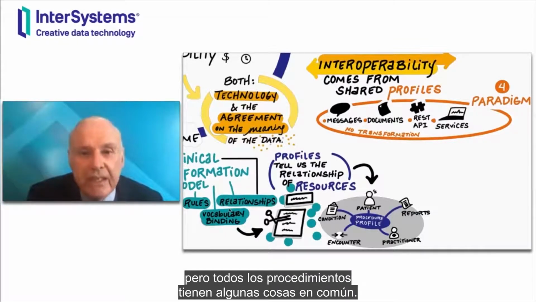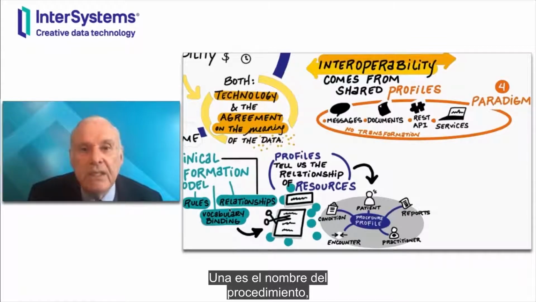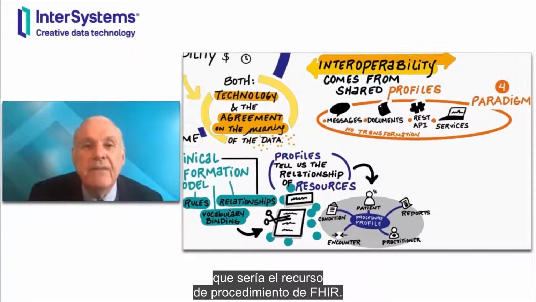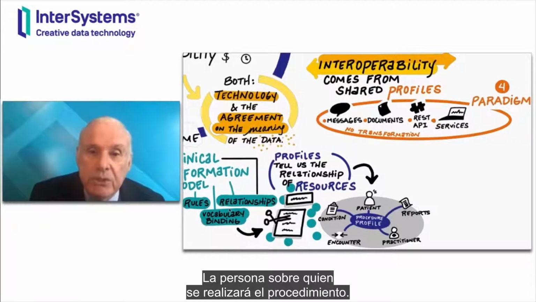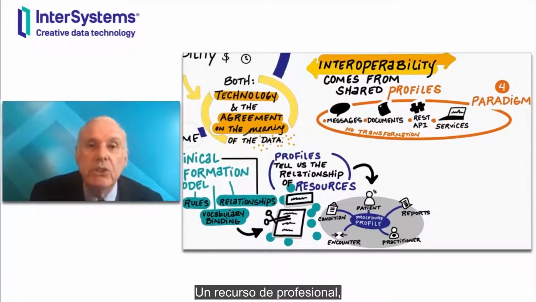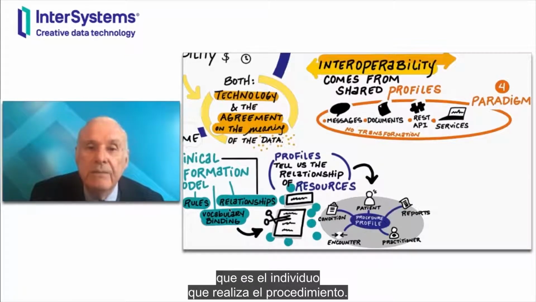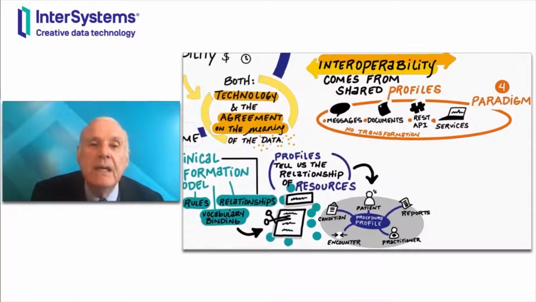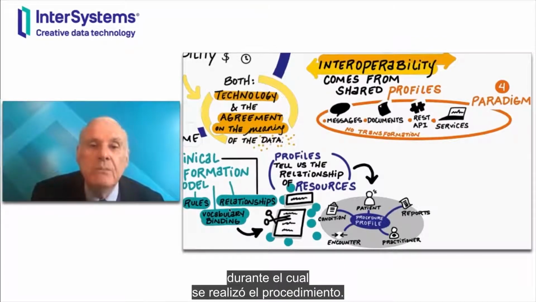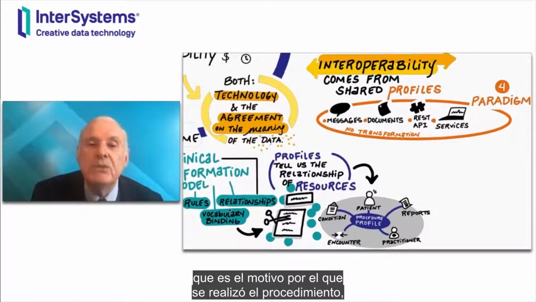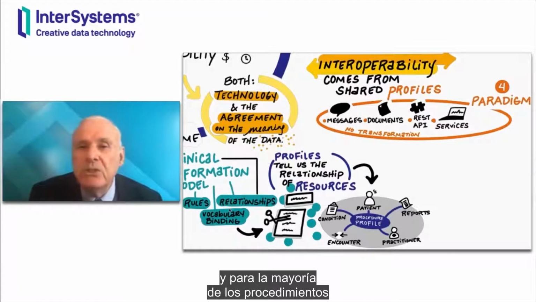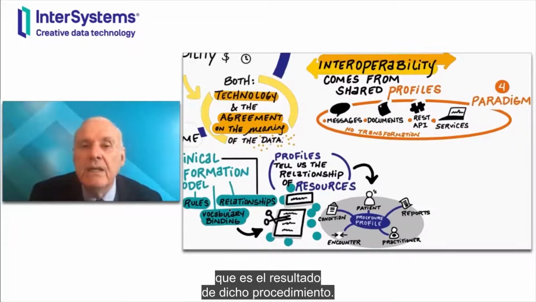But all procedures have some things in common. One is there's the name of the procedure, which would be the FHIR procedure resource. There's a patient that would be the FHIR patient resource, the person on whom the procedure is performed, a practitioner resource, who is the individual performing the procedure. There is an encounter in which the procedure took place. There's the FHIR condition resource, which is the reason the procedure was performed. And for most procedures, there's a diagnostic report that is the results of that procedure.